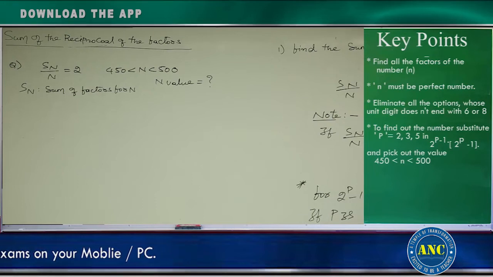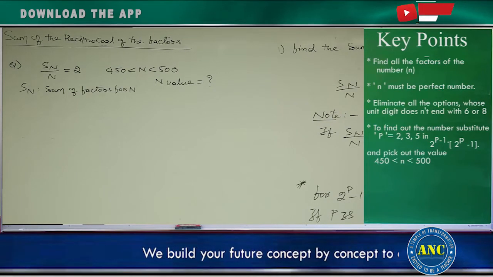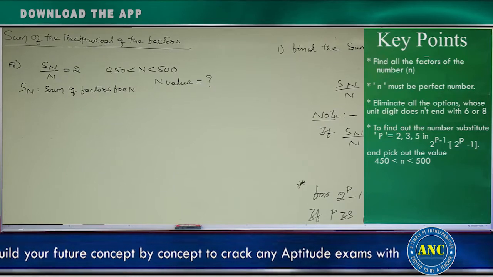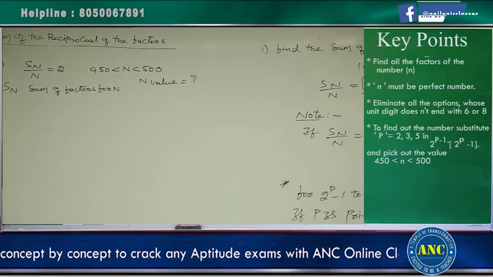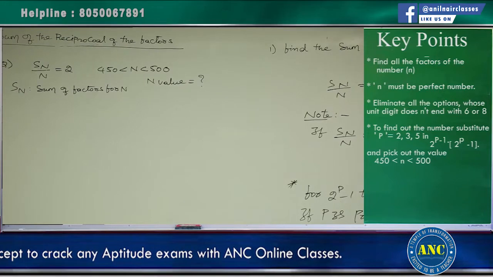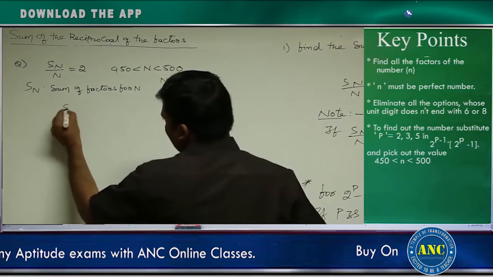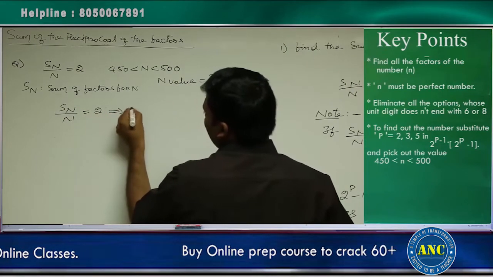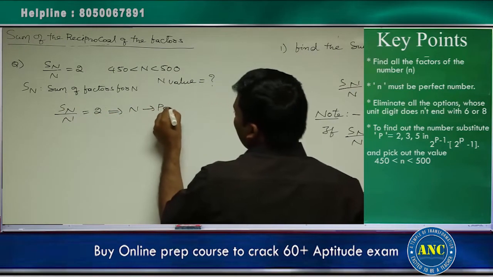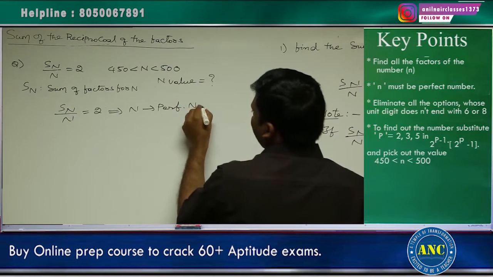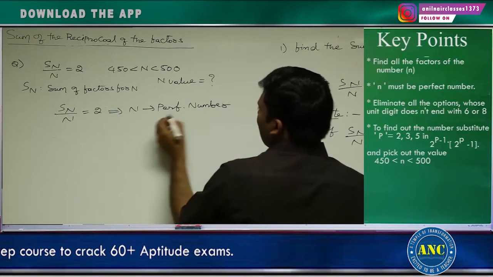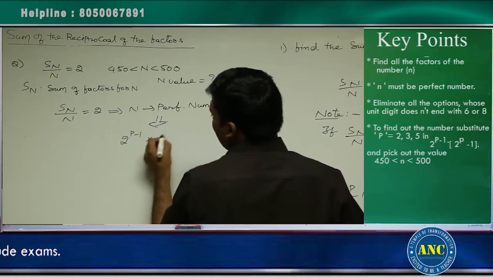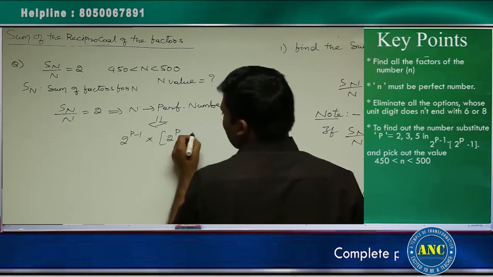That means what will be the nature of n? n will be a perfect number. Perfect number ends with 6 or 8, so eliminate all the options which do not end with 6 or 8. That is the first point. Second, Sn by n is 2, so n will be a perfect number. If n is a perfect number, this will be of the form 2 power p minus 1 into 2 power p minus 1.